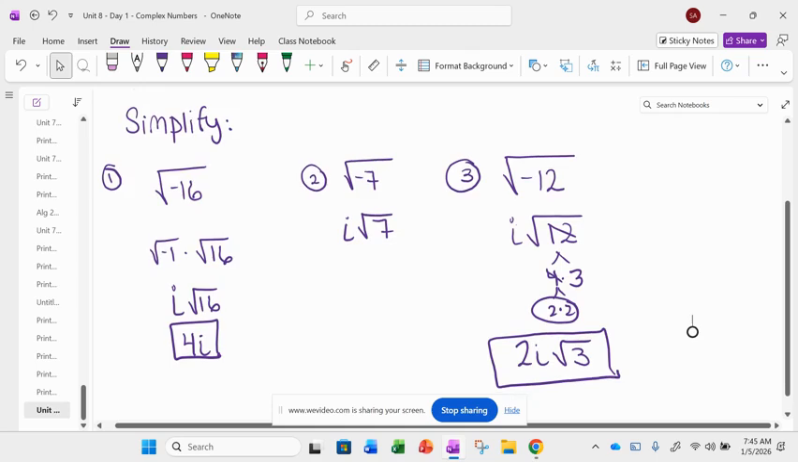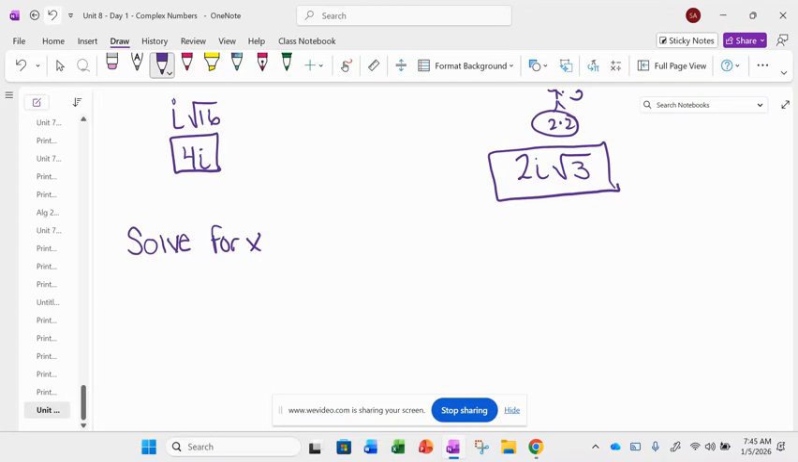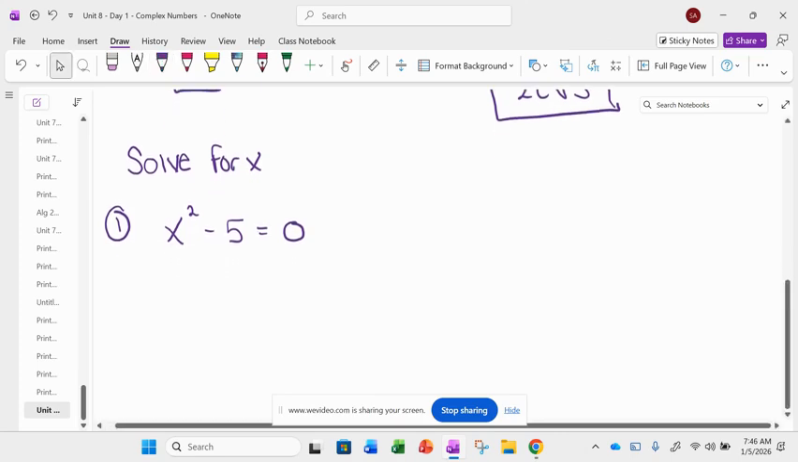Okay, so here we were just simplifying. Now I'm going to ask us to solve. If I have x squared minus 5 equals 0, I look at this and I'm like, okay, I have two terms. I have an x squared. My brain automatically goes to factoring because of the x squared. But then I realize, okay, well, 5 is not a perfect square, so I'm actually not going to try to factor this. Instead, I'm going to solve square root way.